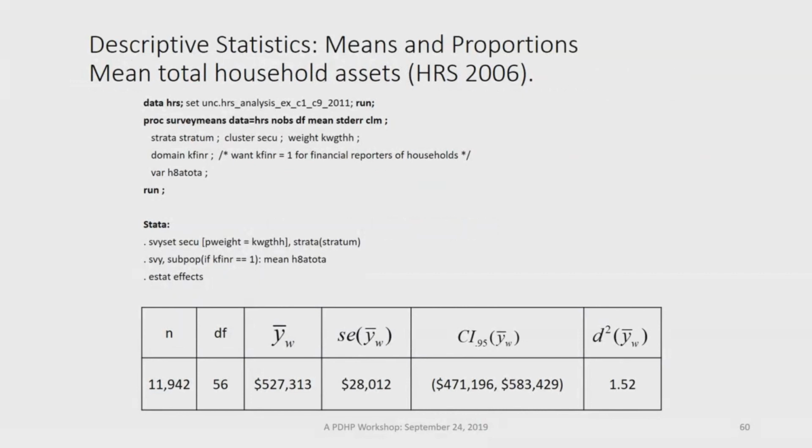Other years will have different initial letters. Again, I use the domain statement. I want the report from the financial reporters of the households on this particular variable. So I want that particular subpopulation. And then my variable is just a measure of total household assets that was collected in the survey.